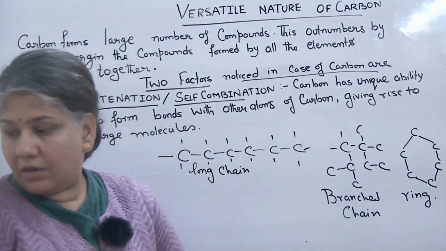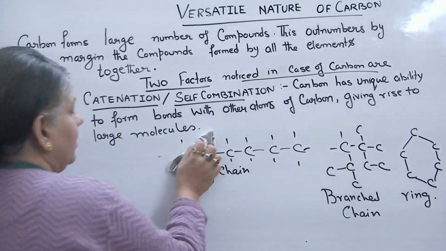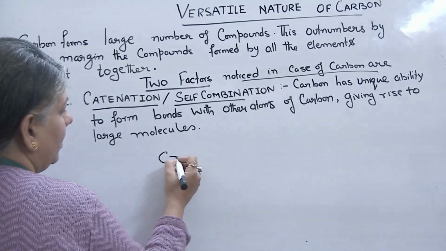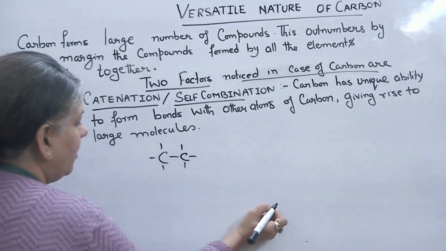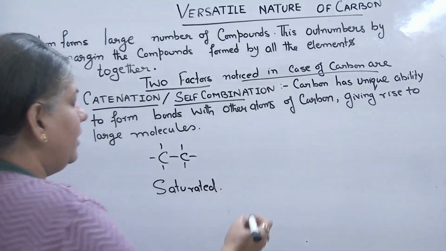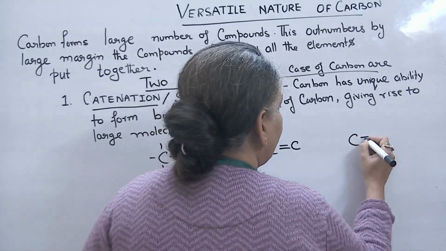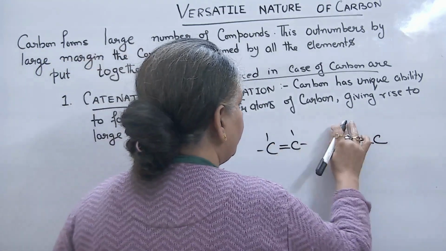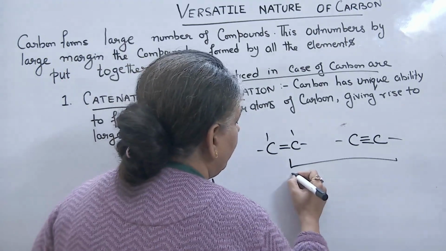One more thing, carbon forms single bonds. It can also form double and triple bonds. So when carbon compounds have just single bonds, like in this case, such compounds are called saturated compounds. And when the carbon is linked to another carbon by a double bond or a triple bond, it is called unsaturated. So these are double and triple bonds, and they represent unsaturated compounds.